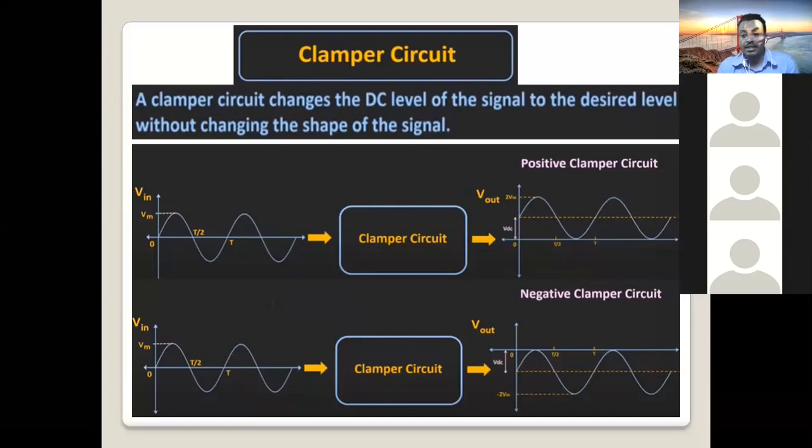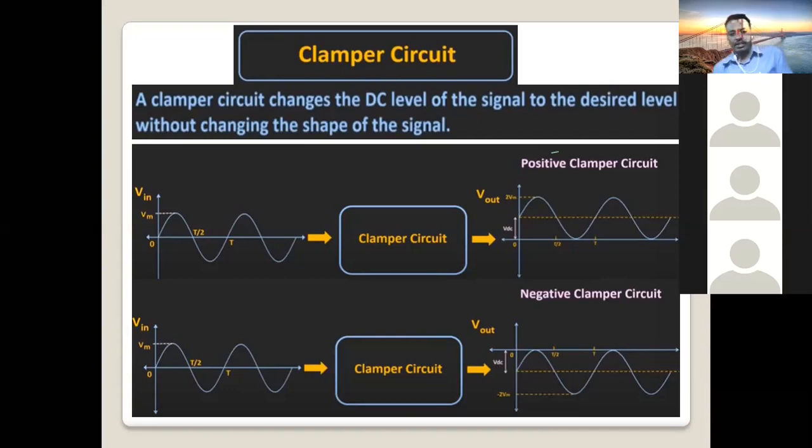We have discussed positive, negative clipper circuits using diode. So today we'll see another wave shaping circuit called clamper circuit. So what's a clamper circuit? It's a circuit to shift a DC level of a signal. That's what we call a clamper circuit.